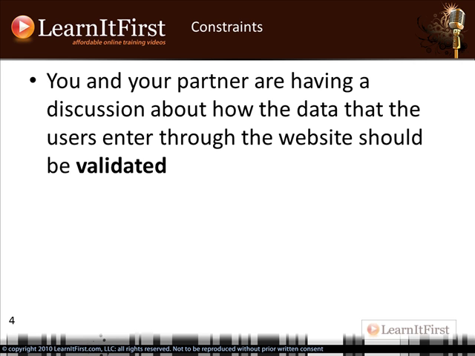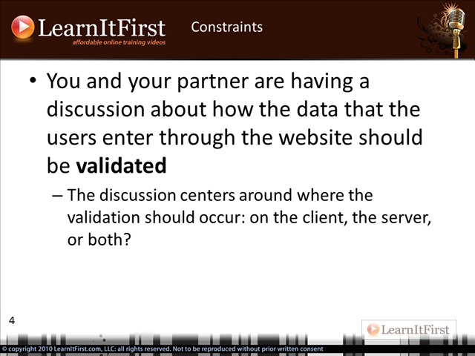Now, right now, at this point in the life cycle of your application, you and your partner are having a discussion about how the data should be validated. Now, what does that mean? The user goes to the website. They go to a registration page. Let's just use that for an example. And they click submit. How should that data be validated? Okay? So should that validation occur on the client? Should it occur on the server? Should it occur on both?